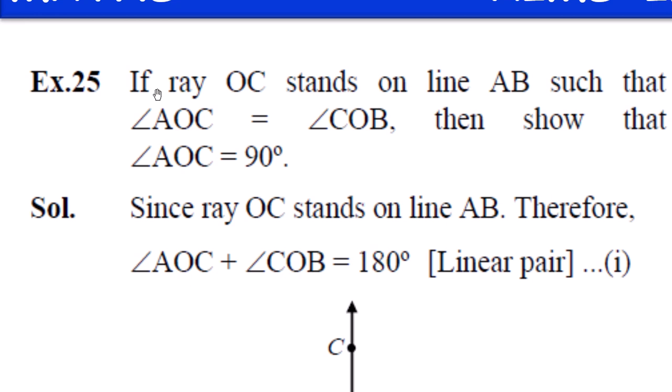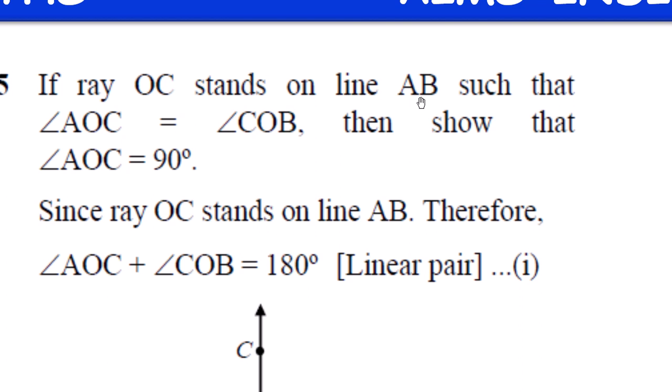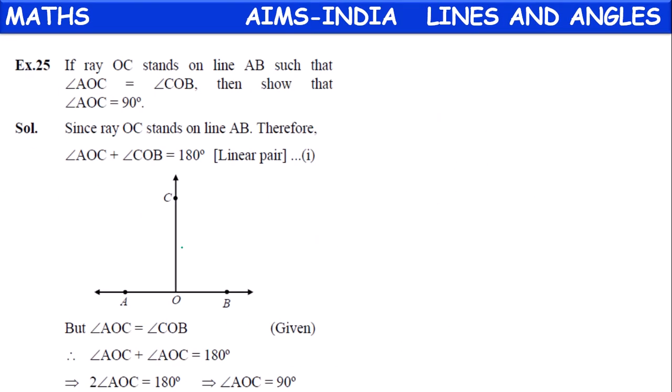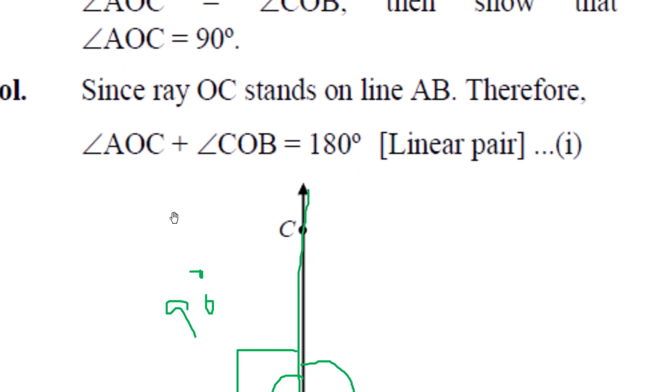Next one. If ray OC stands on line AB such that angle AOC equals angle COB, then show that AOC equals 90 degrees. So ray OC standing on the line AB such that AOC equals COB, then we have to show that this angle AOC equals 90 degrees.